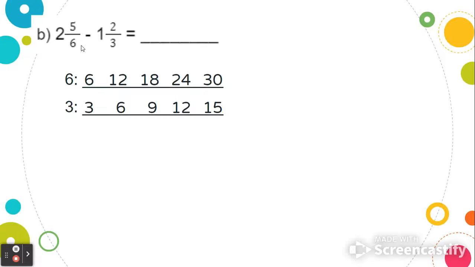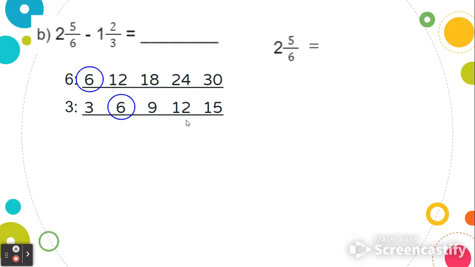Now we're going to look at both lists and see which number is found in both lists. I'm going to circle the number 6 because that is the smallest number that can be found in both lists. But you'll notice there's also the number 12. You could use the number 12 as your denominator. Your numbers are just going to be bigger. So now we're going to create equivalent fractions where the denominator is 6.